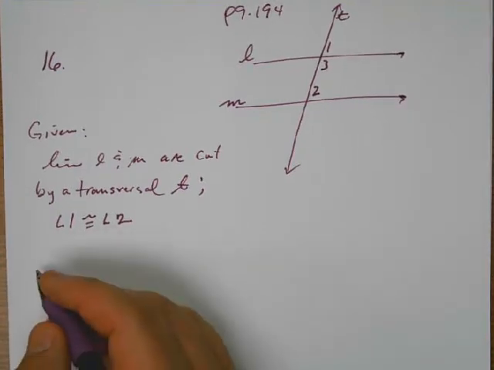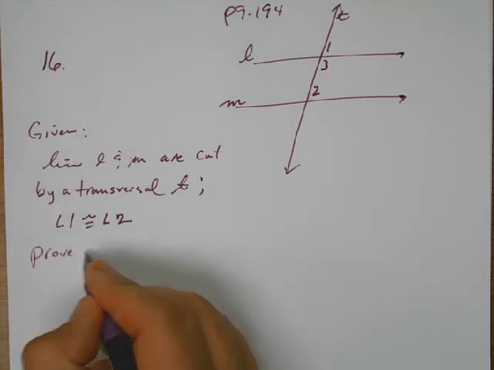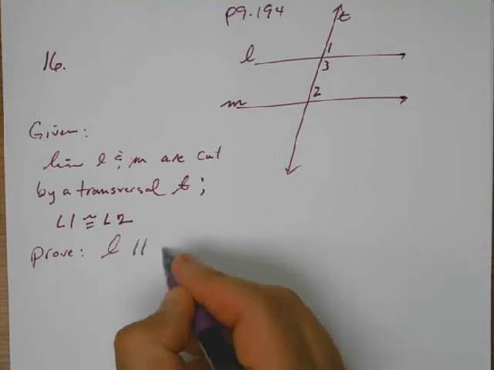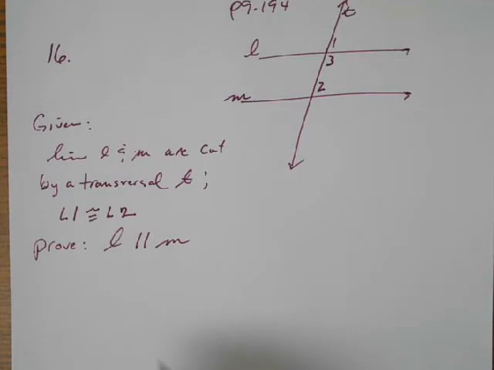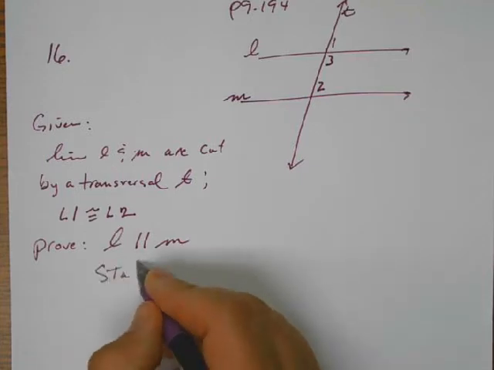So we're trying to prove that these lines are parallel. So I'm going to go ahead and write, prove that L is parallel to M. That's what we're trying to prove. Okay, is everyone okay? That's the setup. Okay, so let's set up our proof.